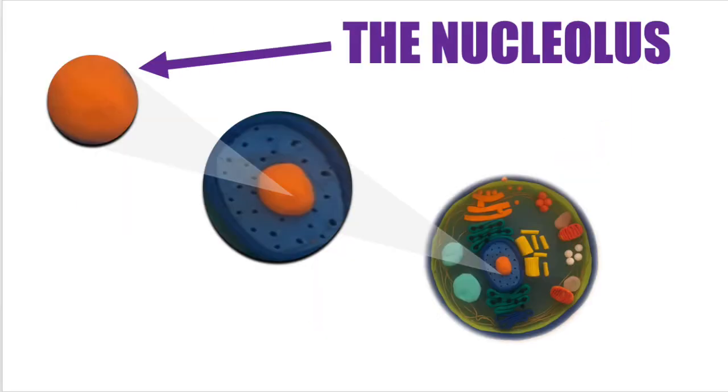The nucleolus. The nucleolus is located inside the nucleus. It has the necessary materials to make ribosomes.